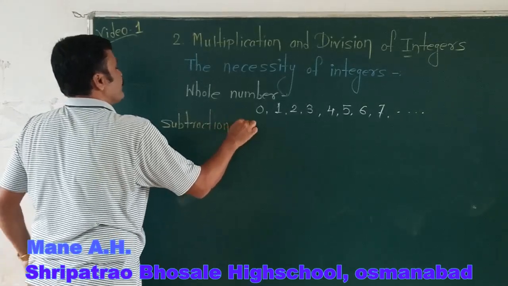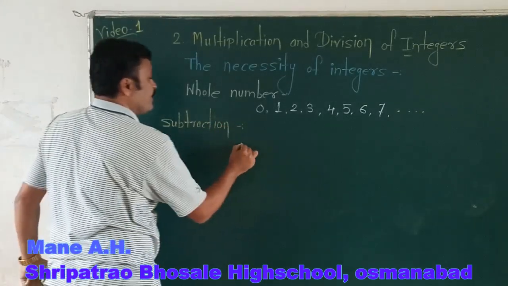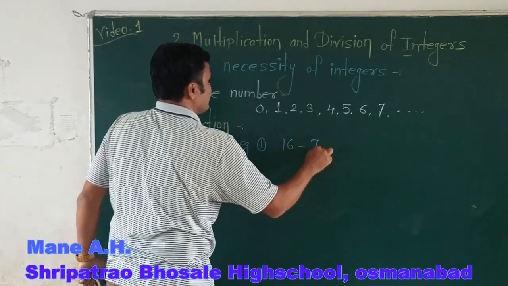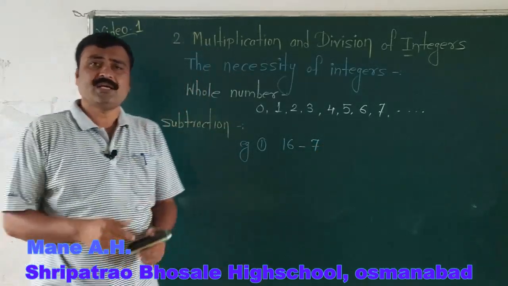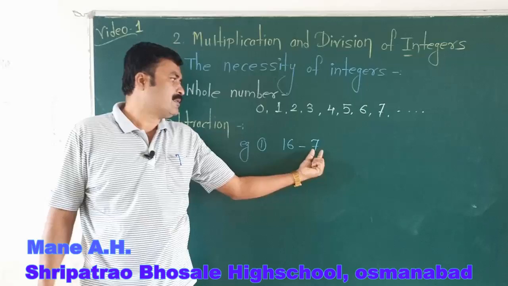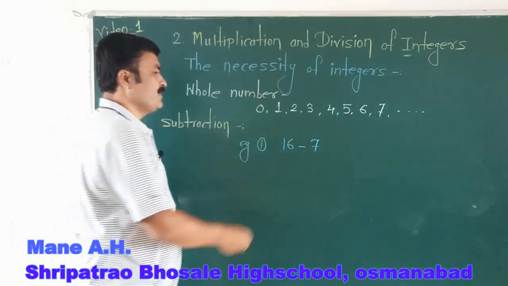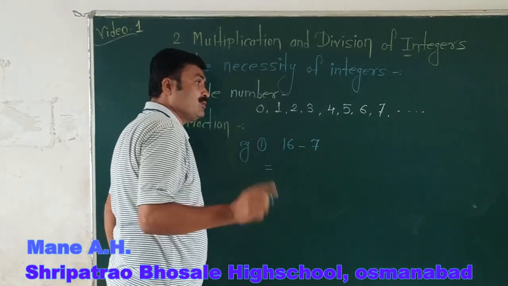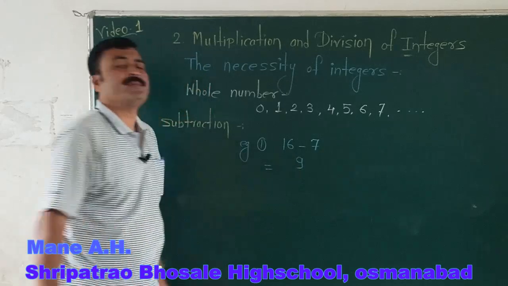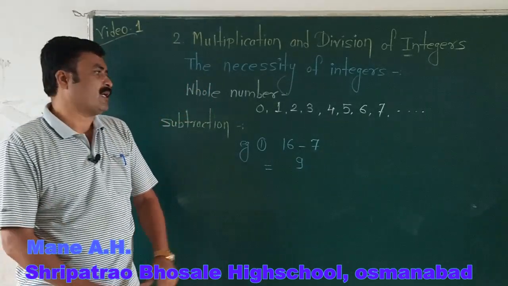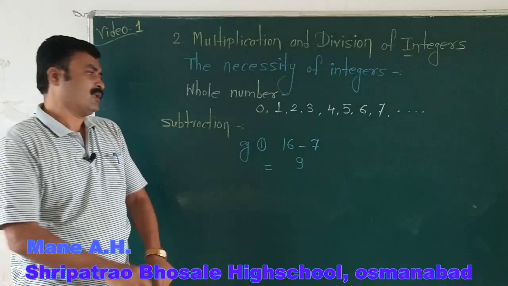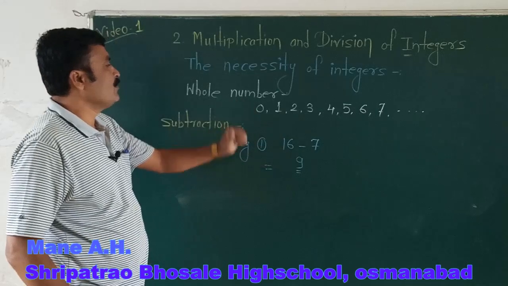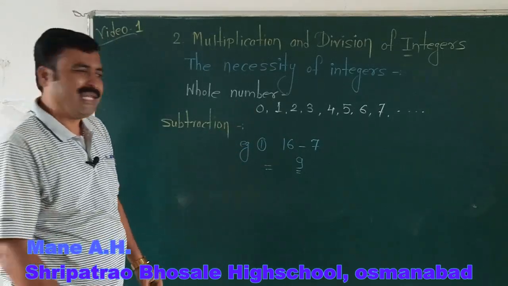Now into this subtraction, here I am taking the first example in front of you. Here I am taking 16 minus 7. 16 is a whole number, and 7 is also a whole number. The meaning of this example is that we had to subtract 7 from 16, and if we do the subtraction, the answer comes as 9. 16 minus 7 we got as 9 there. Now if you think about 9, this 9 also is included in the group of whole numbers.